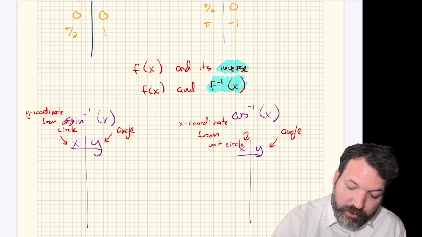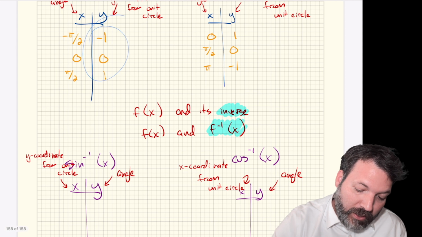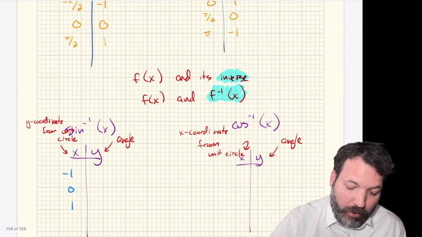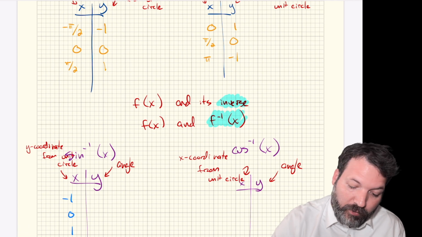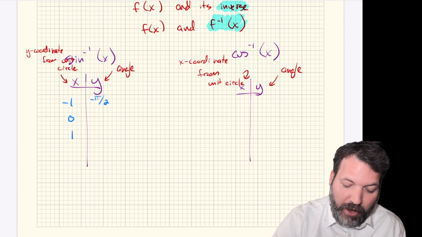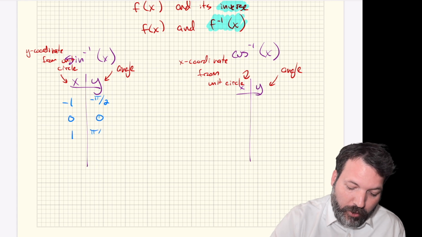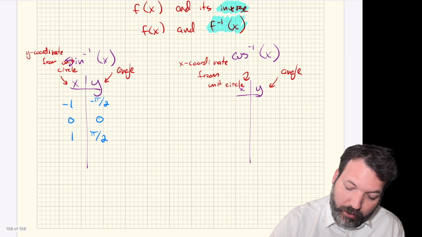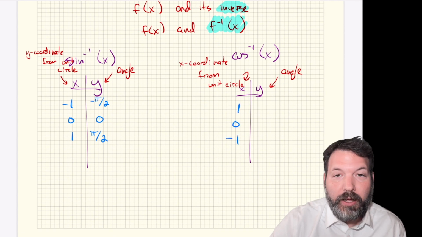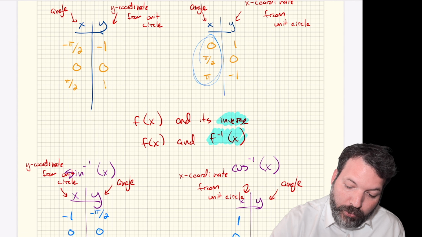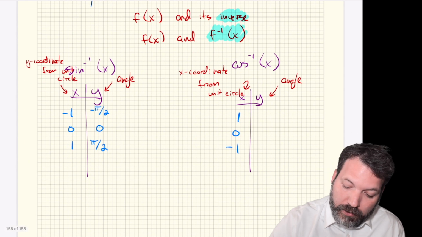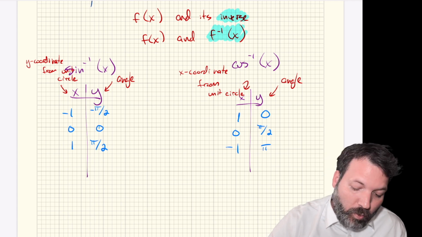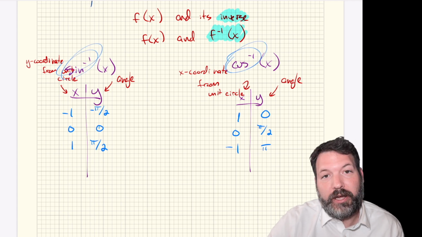And so, of course, what this ends up looking like is that what was an output over here, negative 1, 0, and 1, now becomes our inputs, and what was the input over here for sine now becomes our series of outputs, negative pi over 2, 0, and pi over 2. Or for cosine, same thing. What was an output over here is now an input, 1, 0, and negative 1, and what was the input over here, the angle measure in radians, now becomes the output, 0, pi over 2, and pi.